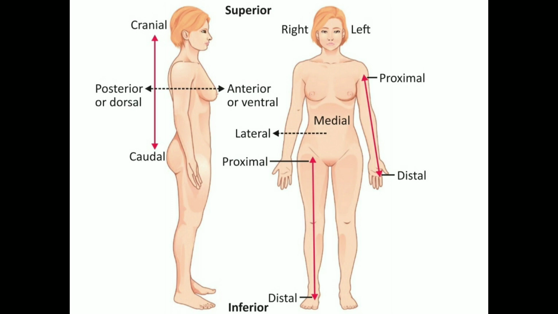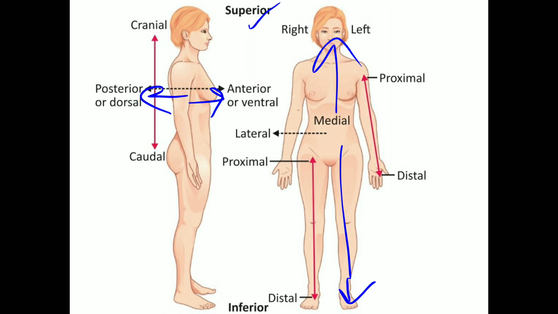You can see that here. Superior, which is nearer to the head. The structures that are nearer to the head are superior, and the structures that are nearer to the foot are inferior. The structures that are nearer to the front of the body are anterior. Structure which is nearer to the back of the body is posterior.